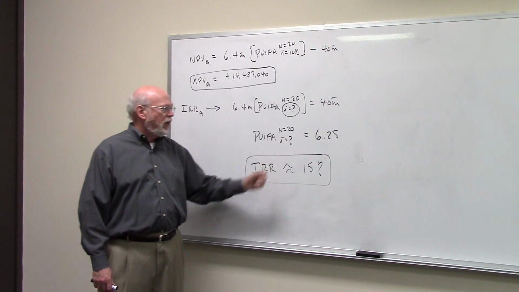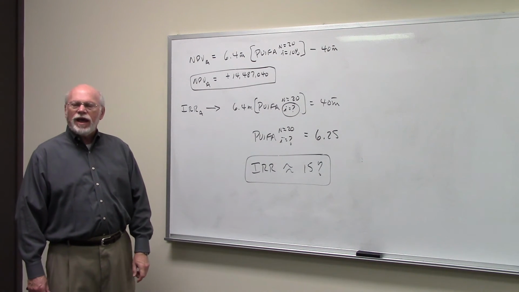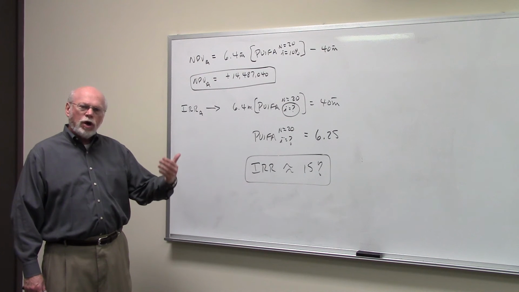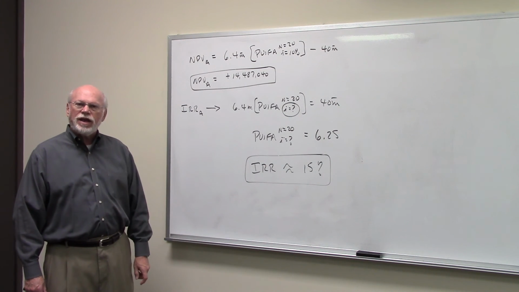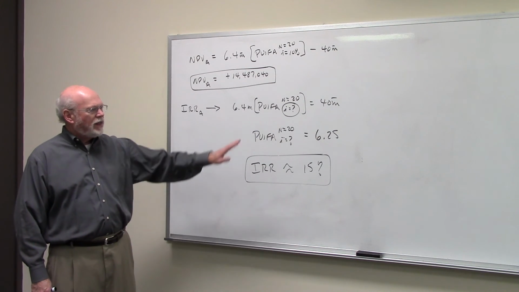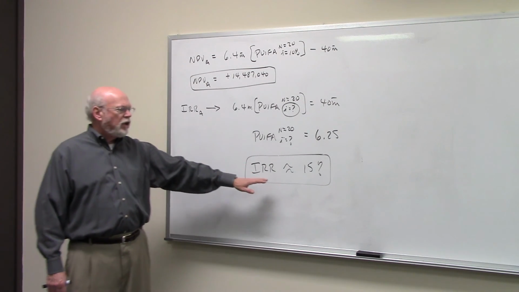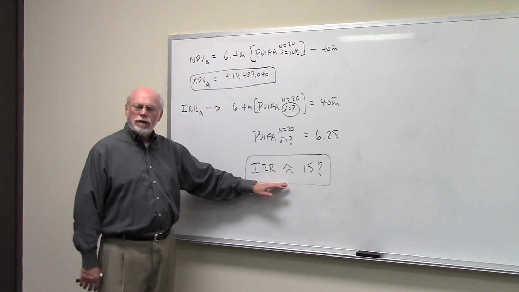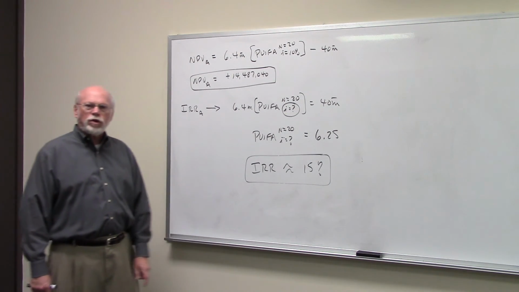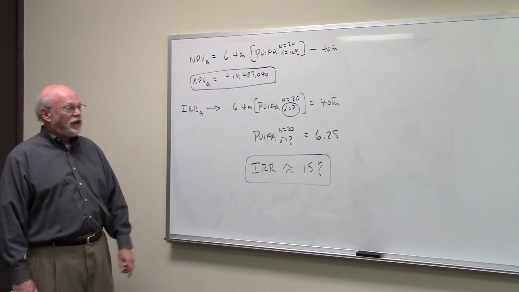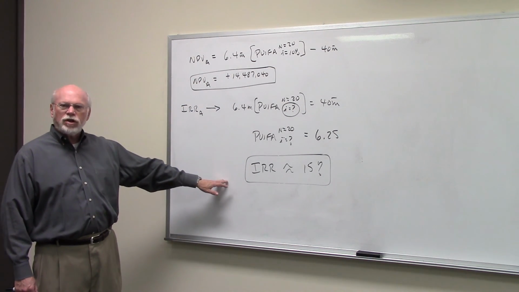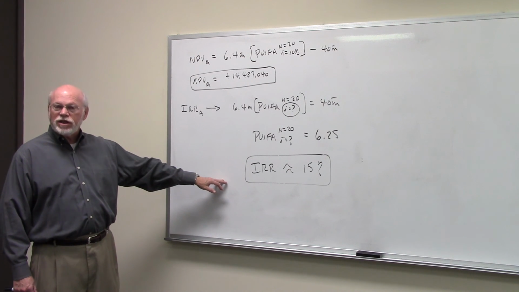which is your PVIFA with N equal to 20 and I equal to something. So if you go to your PVIFA table, go down the left-hand column, you find N equal to 20, and then we'll go across the table until you find 6.25. You're going to find that it falls roughly in the 15% column. So the internal rate of return on this project is 15%. It's got a 10% cost of capital, so based on internal rate of return, this project is also acceptable.